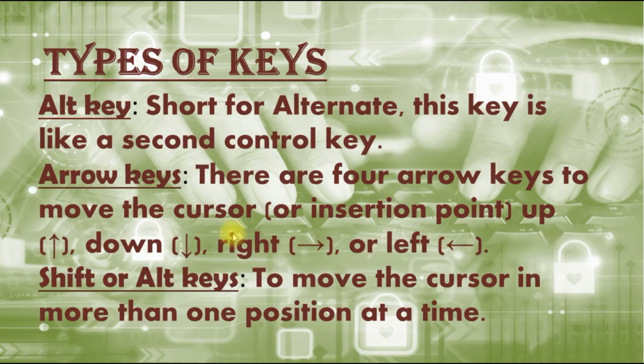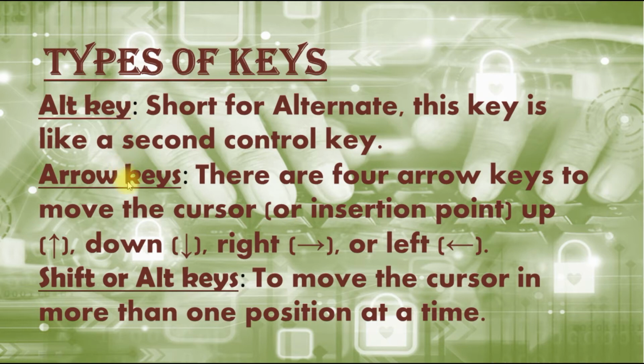Okay. Then the next one is the alt key. This is a shortcut for alternate. Now this key is like a second control key. Just like you use the control key, in similar form you can make use of the alt key also. Okay. For example, when you have to shut down the computer, many times you have to close a process, you make use of Control Alt and Delete key. So the Delete key works like a control key only.